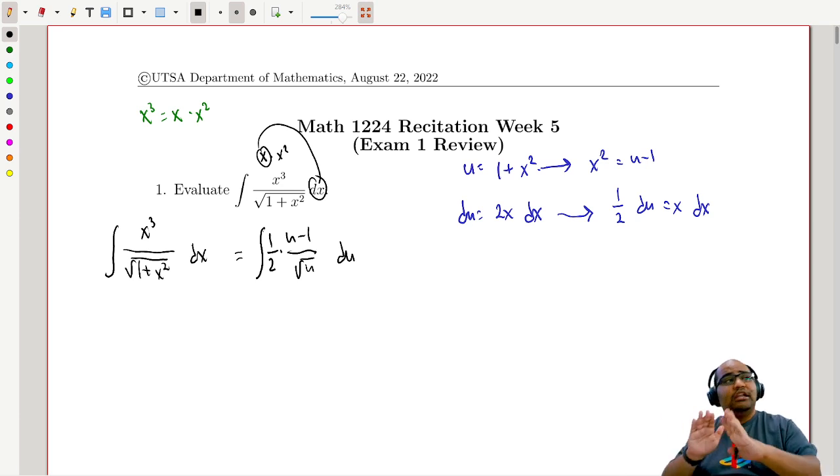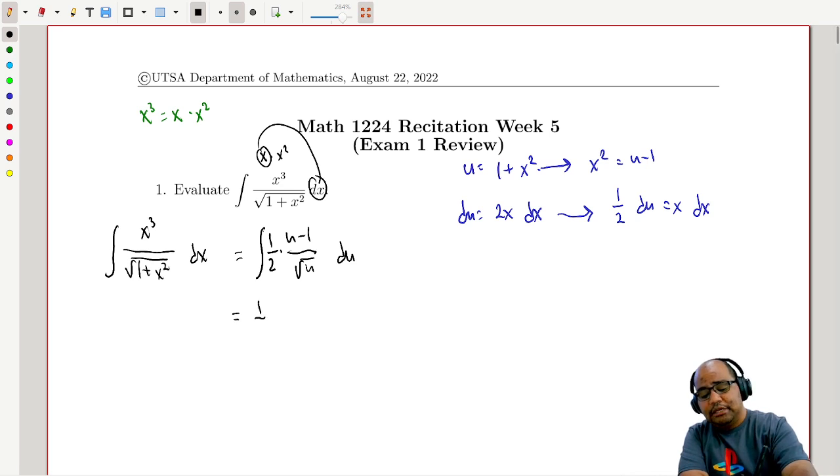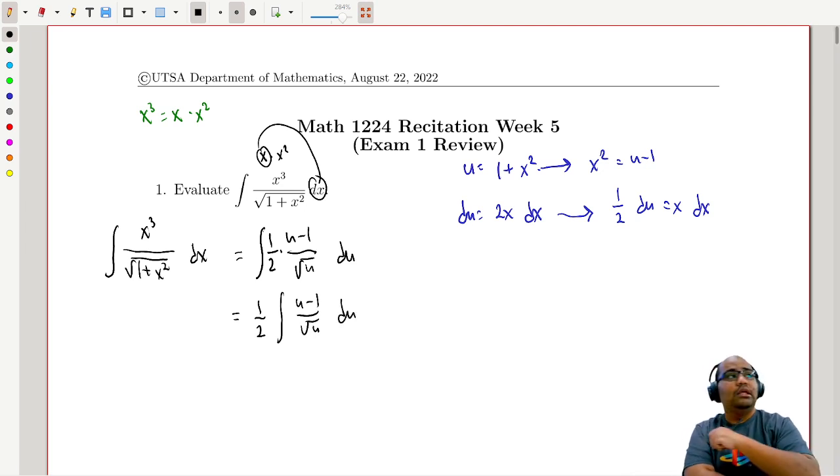All right, let's go ahead and shove that 1/2 outside of the integral. Okay, it's a scalar multiplier, so we can just go ahead and pull out the scalar. Now I have the integral of u minus 1 over the square root of u du. Now let's remember our exponent rules, okay? And our fraction rules as well, okay?